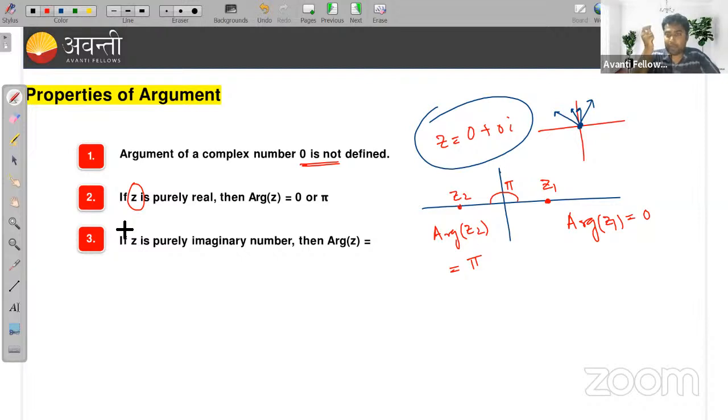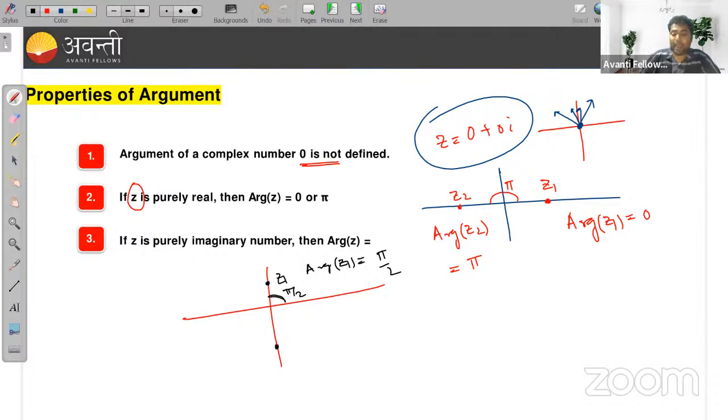Shall I move to the next property? Okay. If Z is purely imaginary, suppose I am taking here my Z1. Then what is the argument of Z1? What is the angle made by Z1 with positive x-axis? That is pi by 2. So argument of Z1 is pi by 2.